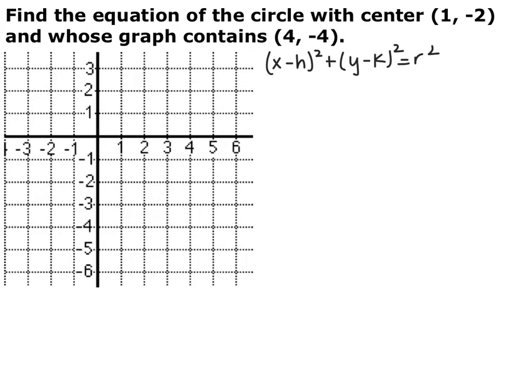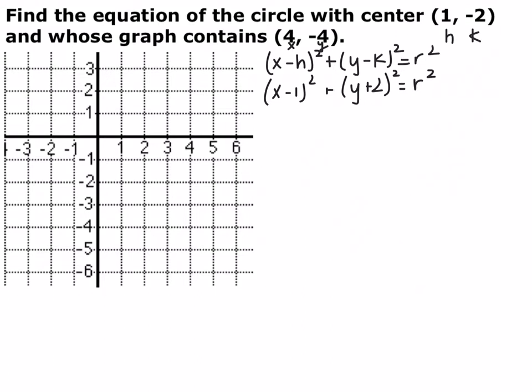So we want to find the equation of a circle that has a center of (1, -2) and that contains the point (4, -4). So remember our equation for a circle. We have our center, so 1 is h, and -2 is k. I'm going to go ahead and fill that in. I have (x minus 1) quantity squared plus (y plus 2) quantity squared is equal to r squared. I don't know r, but I do know another point on this graph, so I have an x, y that I could plug in and use that to solve for r.